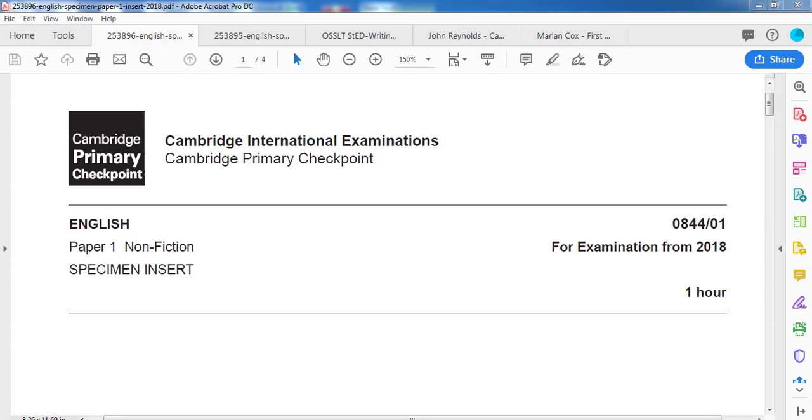Today we are going to continue what we have started. It was the specimen of the 2018 Cambridge Primary Checkpoint Examination.